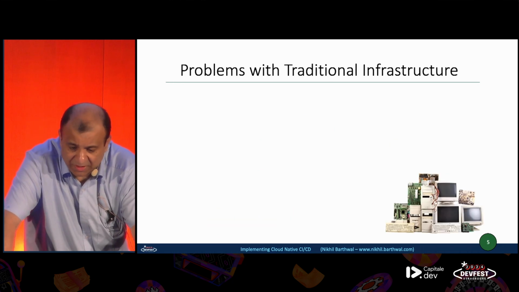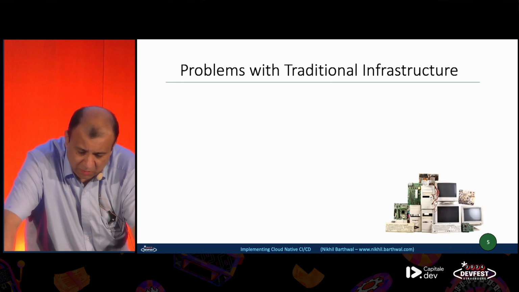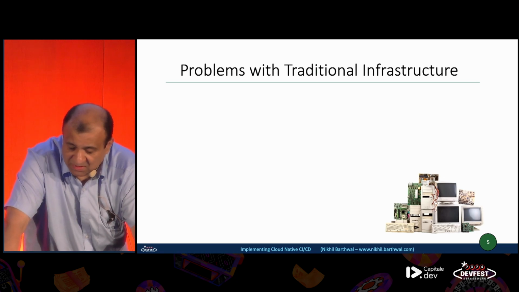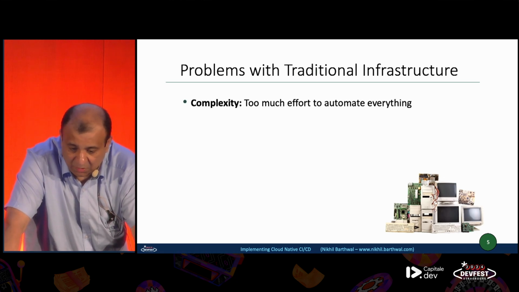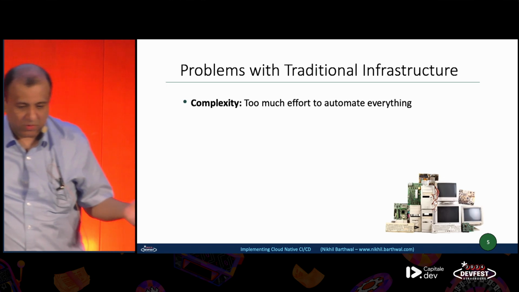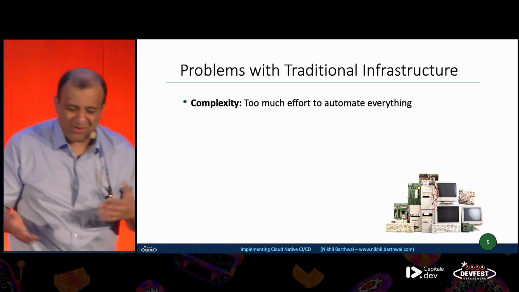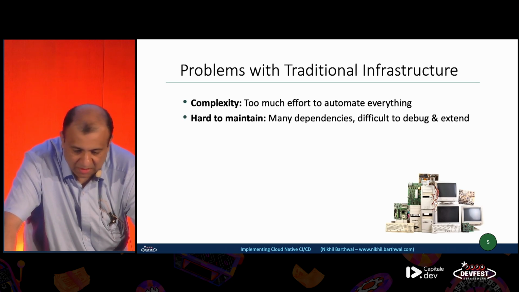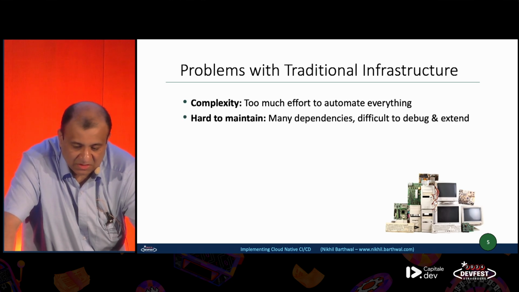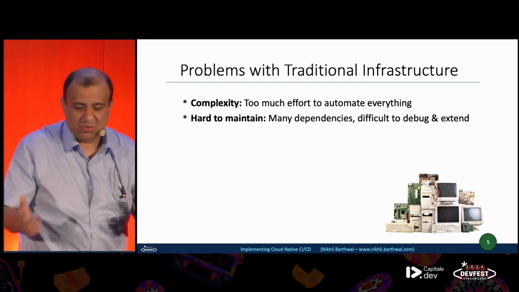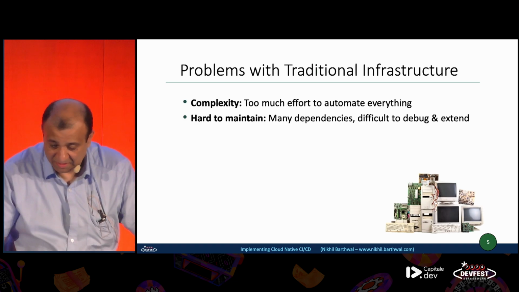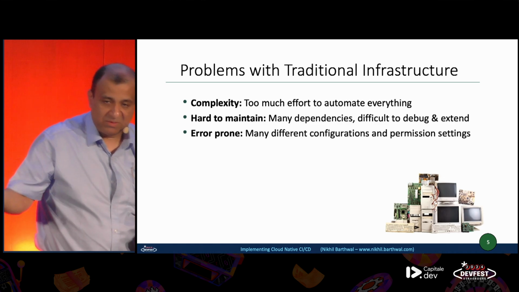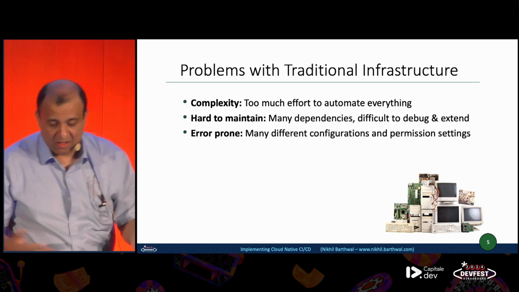So what is the problem with traditional infrastructure? Before we go into the cloud native world, we want to drill down a little bit about what particular problems we are facing, right? To start with, there's a lot of complexity going on, right? Too much effort. We can't really automate everything. Traditional infrastructure can be very complex, right? They're hard to maintain. There's a lot of difficulties with dependencies and so on, so it's very difficult to debug or extend. Then they can be very error prone because we are talking about different environments, different permission settings. IAM can be a headache.